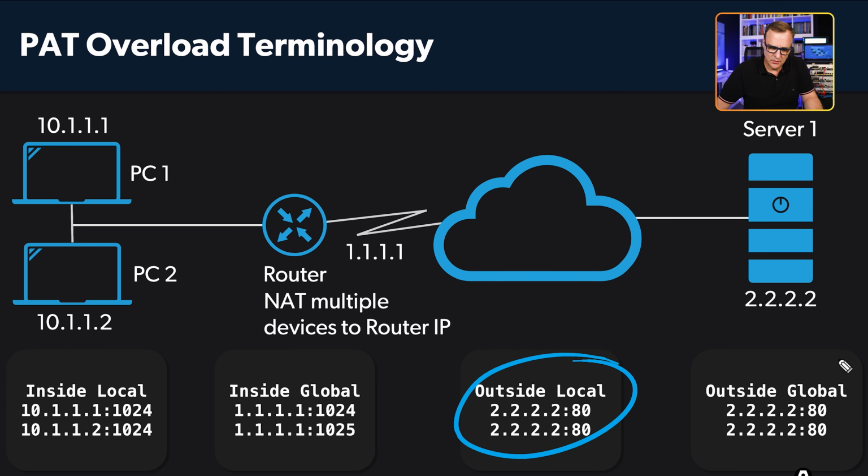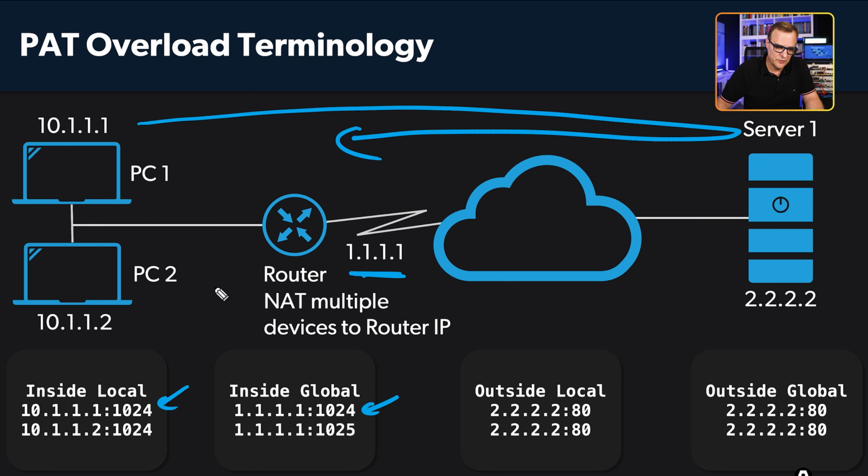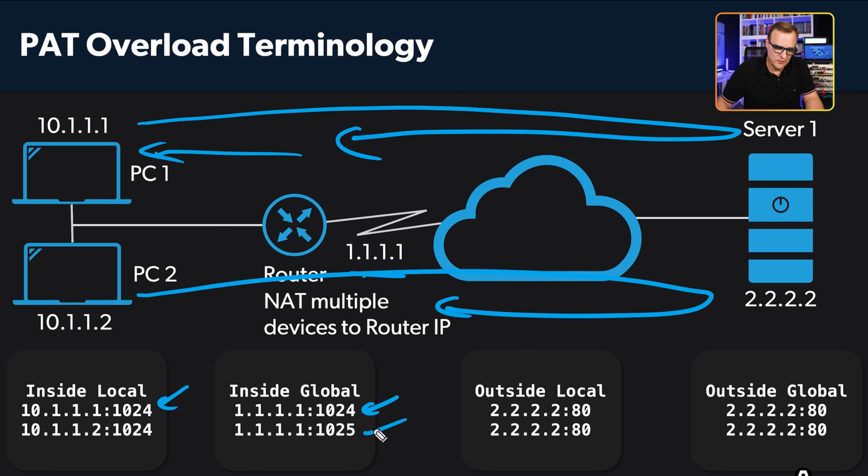The outside local, outside global looks the same. Notice we have port 80 for both of these entries, but the idea is when traffic comes back from this PC, how does the router differentiate between the sessions? If traffic is going to this IP address and this port number, it goes to PC1. For this session, when the traffic comes back, if it's going to the same IP address but this port number, it's translated to this IP address on the local network, so the traffic goes to PC2.